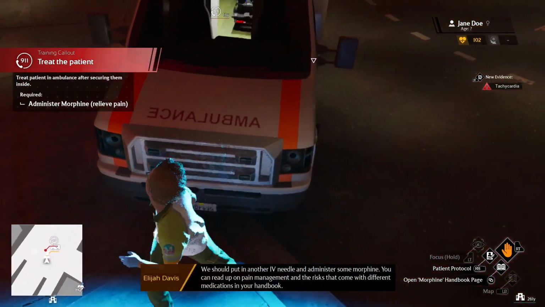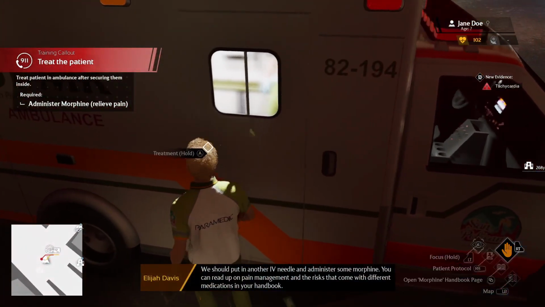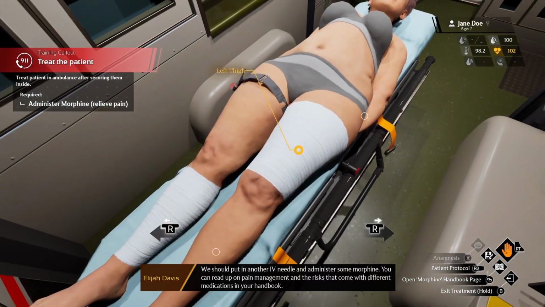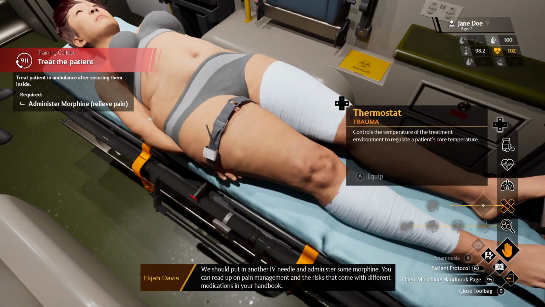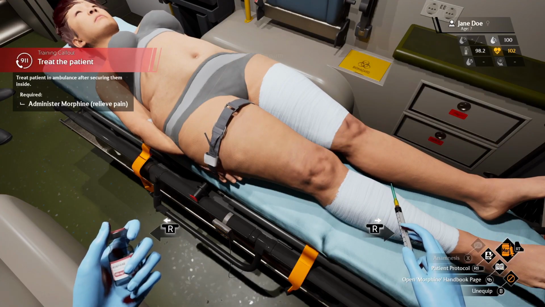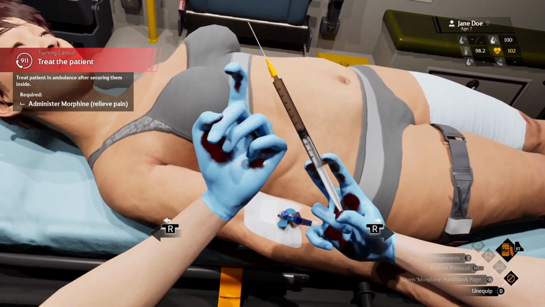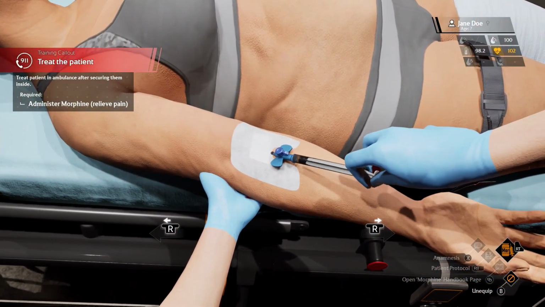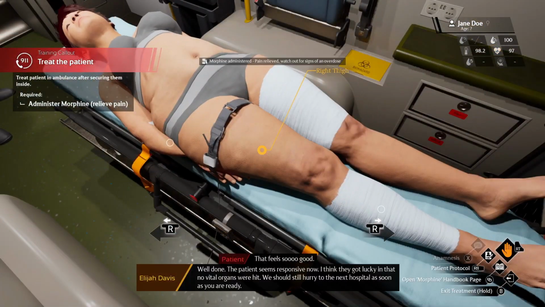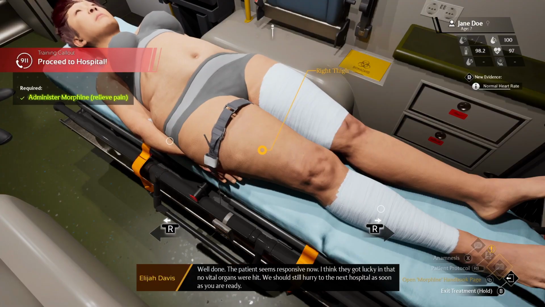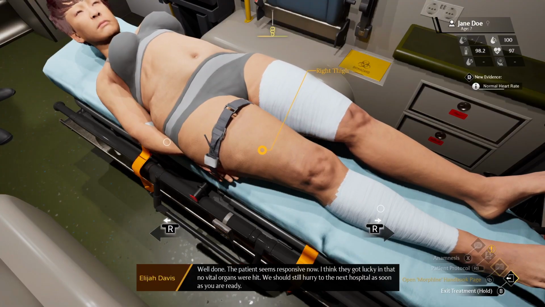We should put in another IV needle and administer some morphine. You can read up on pain management and the risks that come with different medications in your handbook. Well done. The patient seems responsive now. I think they got lucky in that no vital organs were hit. We should still hurry to the next hospital as soon as you're ready.